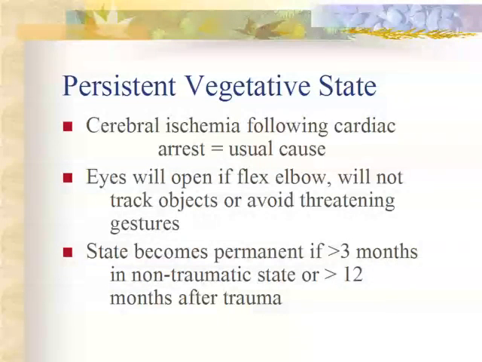Persistent vegetative state becomes permanent if more than 3 months in a non-traumatic state or more than 12 months after trauma occur. A persistent vegetative state was first defined in 1972, and it's defined as no awareness for greater than or equal to 1 month. Sometimes they'll recover after 3 months. Usually, there's absolutely no recovery after 2 years. And some people in the literature are now calling this a minimally conscious state.